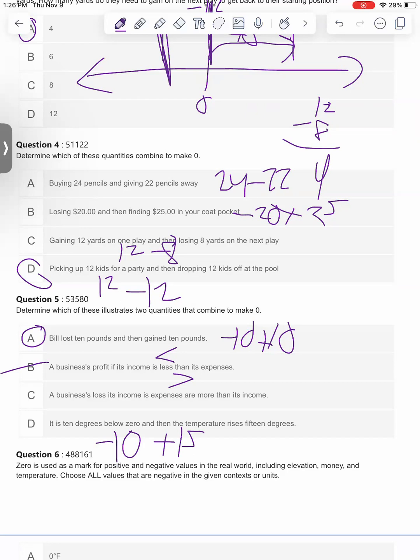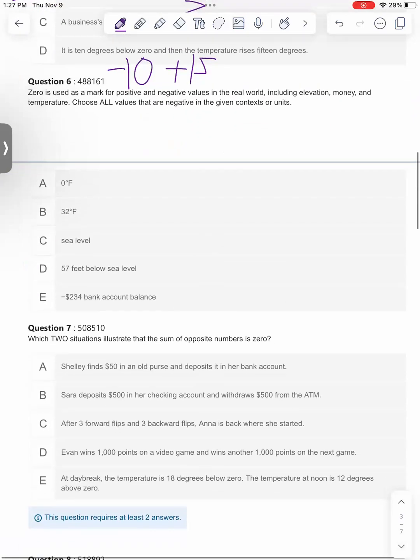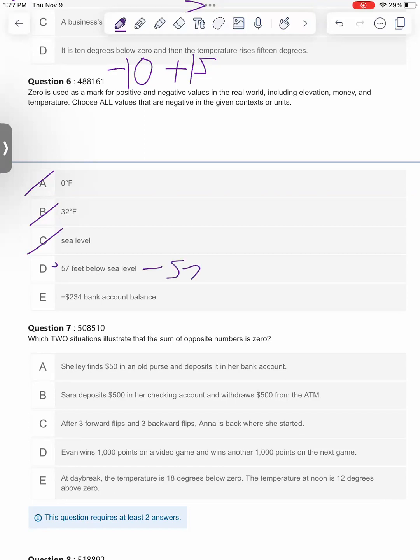So, all right. Number 6: 0 is used as a mark for positive and negative values in the real world, including elevation, money, and temperature. Choose all values that are negative in the given context or units. Okay, so 0 is neither positive nor negative, right? That's positive. Sea level would be 0 elevation. 57 below would be below. And then -$234.